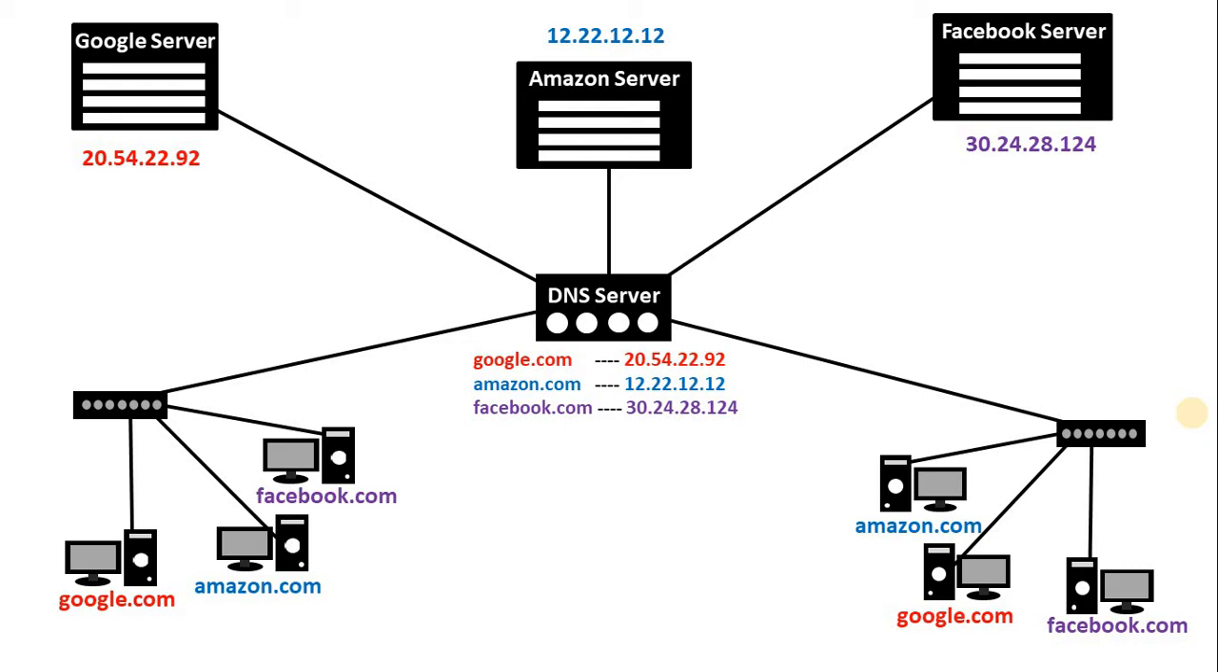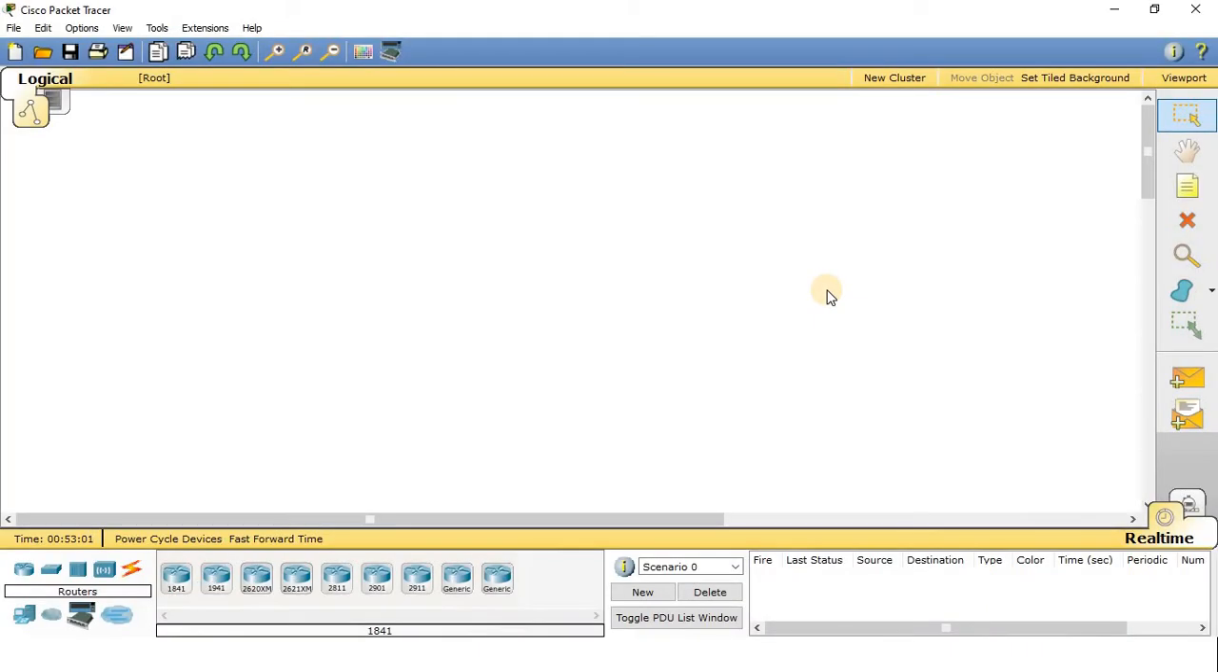Let us understand this concept using the Cisco Packet Tracer application. This is the Cisco Packet Tracer application. At our right we have the networking tools. These tools will be used to implement the drawing, and at our left bottom corner we have the networking devices.